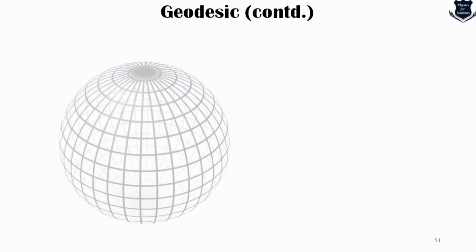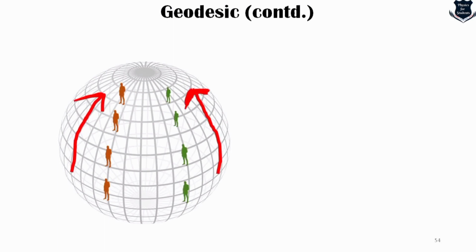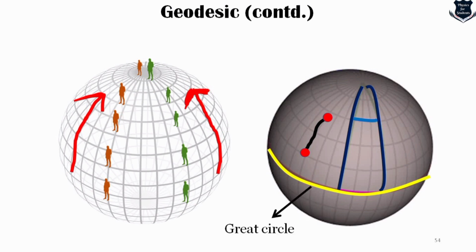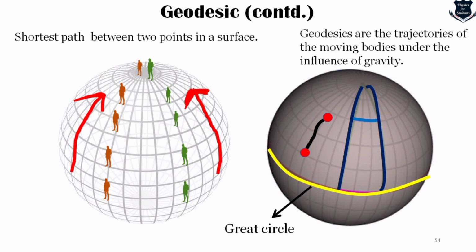Okay, so if we take this sphere again, and you see this one, right, with the people meeting over here, and we take a kind of demonstration with 2 points, in a sphere this great circle is actually a geodesic. So again, it is the shortest path between 2 points on a surface, and geodesics are the trajectories of moving bodies under the influence of gravity, and this is the curvature which is causing the gravity.